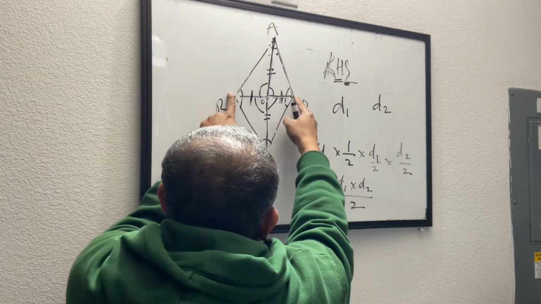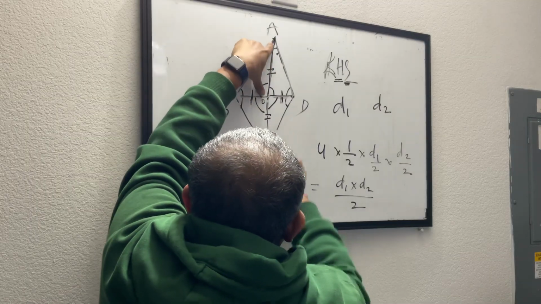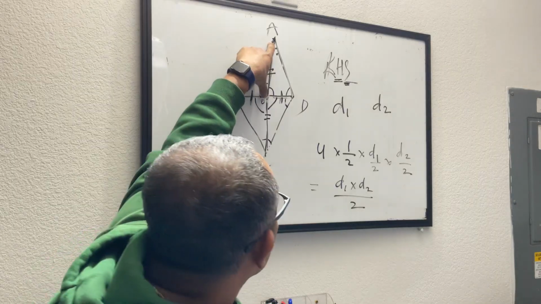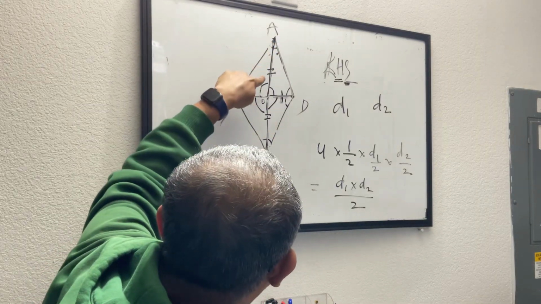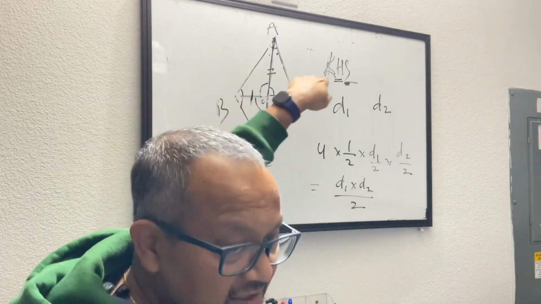If this diagonal is, let's say, D1, this will be D1 by 2. If this diagonal is D2, this piece will be D2 by 2. And what I was saying was, by looking at this, we can see that this triangle and this triangle are same in area, properties, they are congruent.